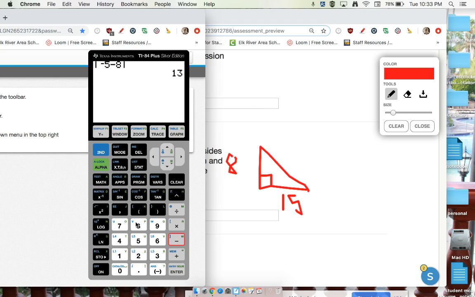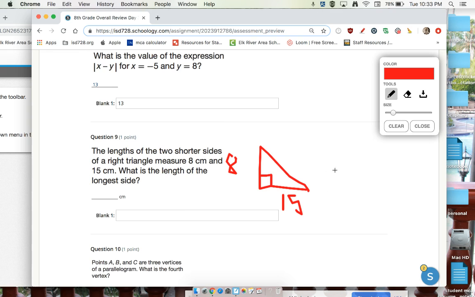I'm going to go 8 squared, plus 15 squared, hit enter, 289, and then you got to take the square root, because now what you have, just to show you, is c squared is the same as 289. So c is not alone, you need to get C alone by doing the opposite of squaring. And the opposite of squaring is to square root.